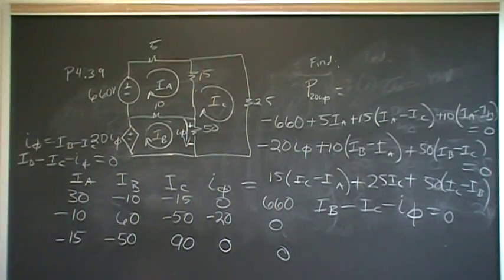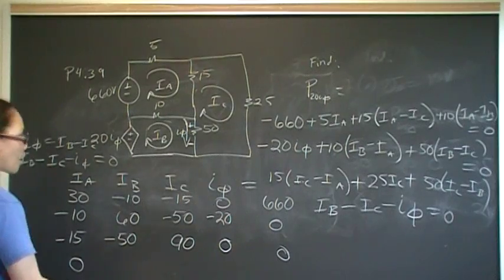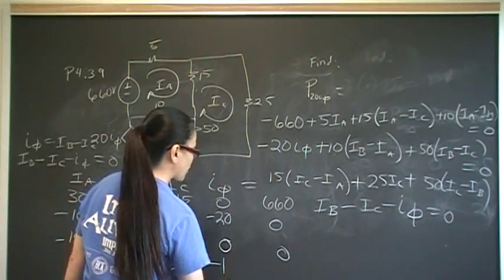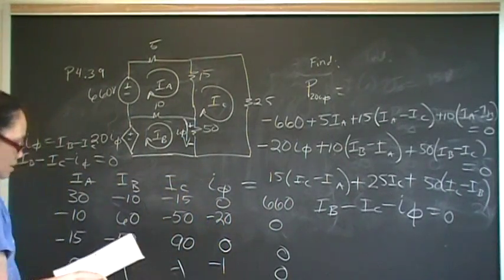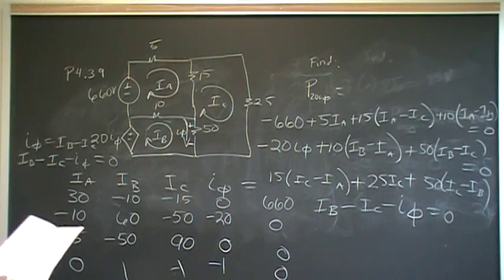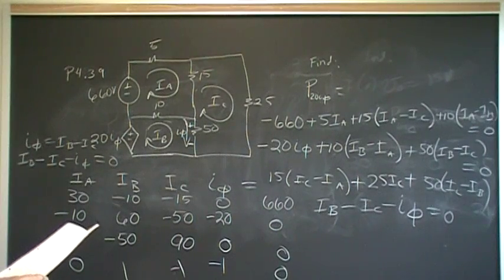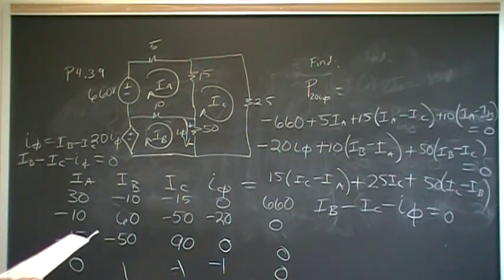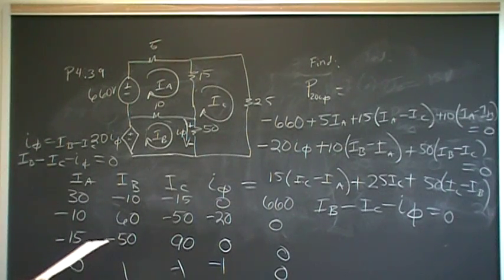And then for our constraint equation, we have no occurrence of IA. We've got coefficient 1 for IB, negative 1 for IC, and negative 1 for I-phi, and 0 for constants. So I'm going to take a second to make sure that is correct. Minus 10, minus 15, 0, 660, minus 10, 60, minus 50, minus 20, 0, 15, minus 15, 90, 15, 25 is 40, 50, so 90, 0, and 0, 0, 1, minus 1, minus 1.